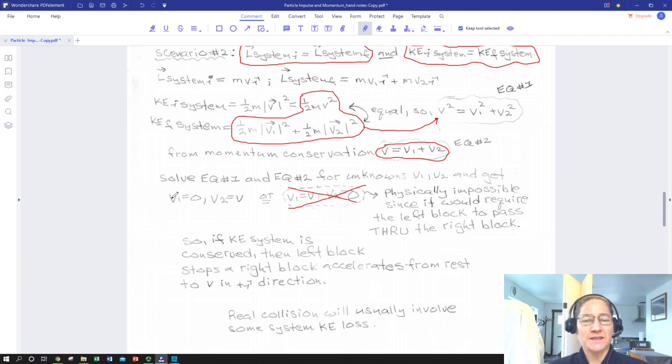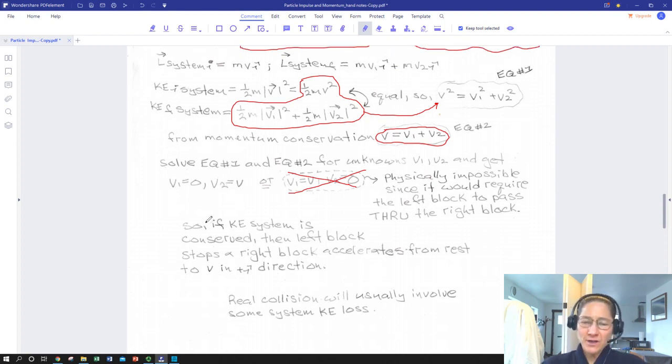So what we get is the first mass stops and the second mass continues on with the exact same velocity as the first. This is like some of those little desk toys where a little ball comes in and hits a stack of balls and the ball on the other side flies out. This is the conservation of kinetic energy and momentum, the scenario that we're looking at here. Real collisions are going to be somewhere between the two.